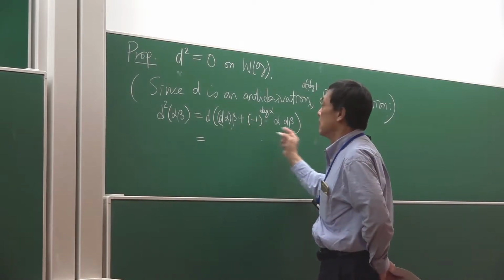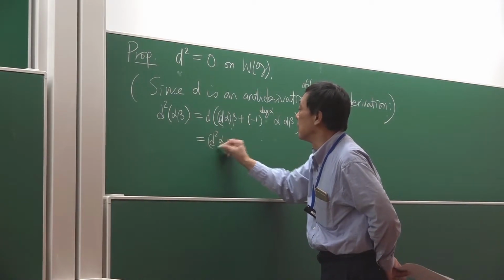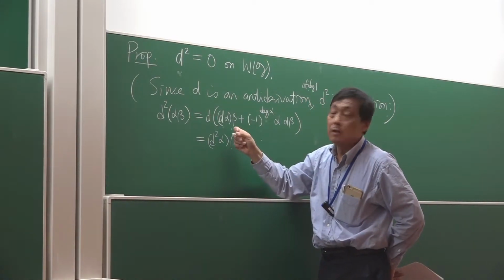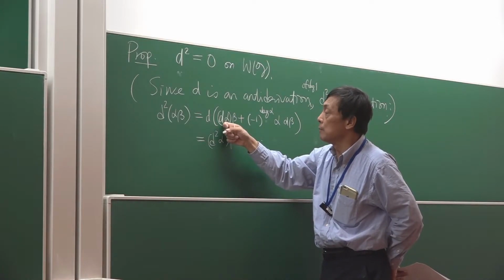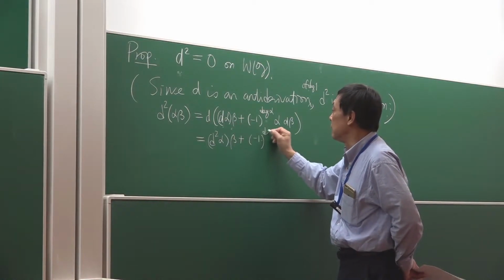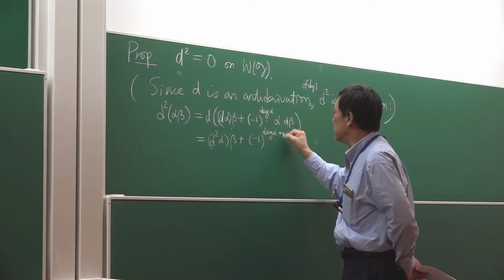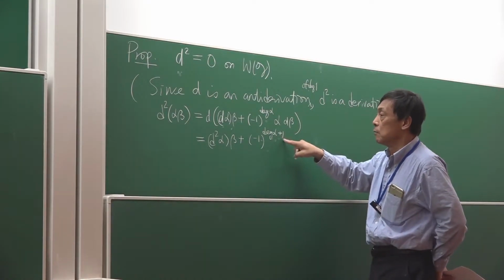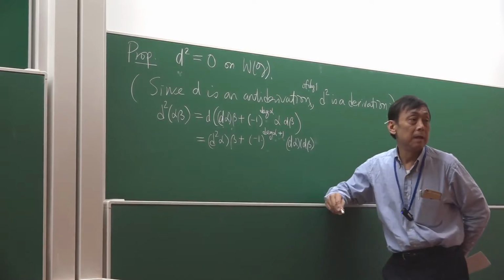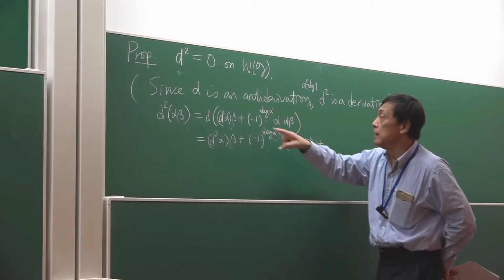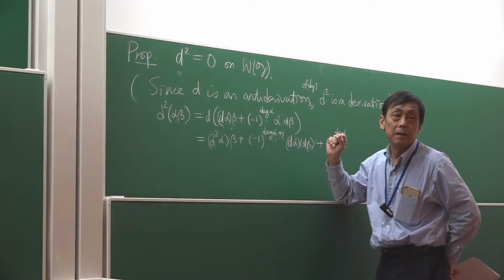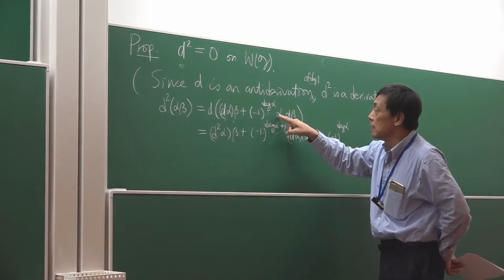And now if you do this again, you get D squared alpha beta plus. Okay, now to move this D across, you have to put in the sign of D alpha, which is one more than the sign of alpha. So it's -1 to the degree alpha plus 1, D alpha, D beta. Okay? And then plus -1 to the degree of alpha. And then you move the D across this alpha.